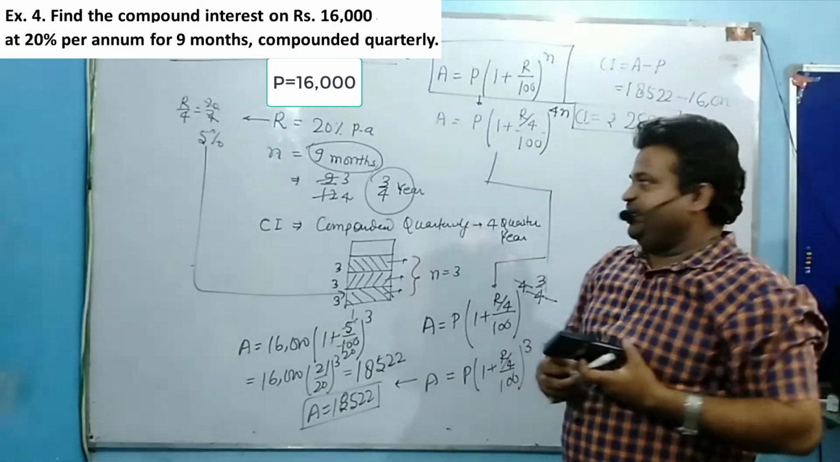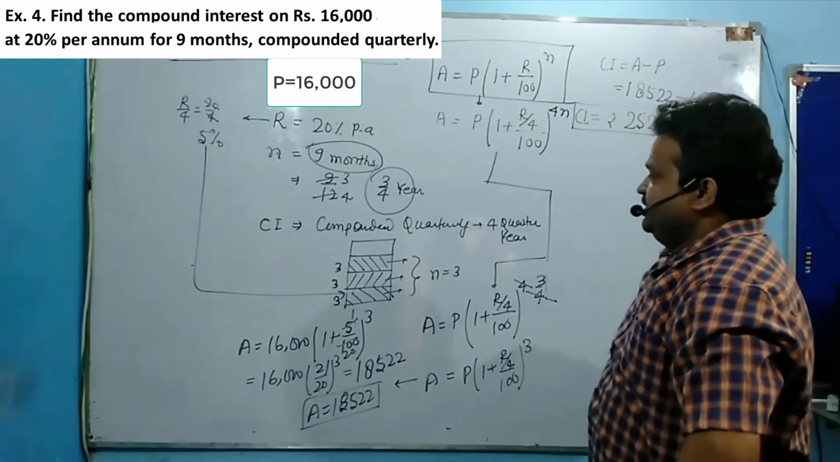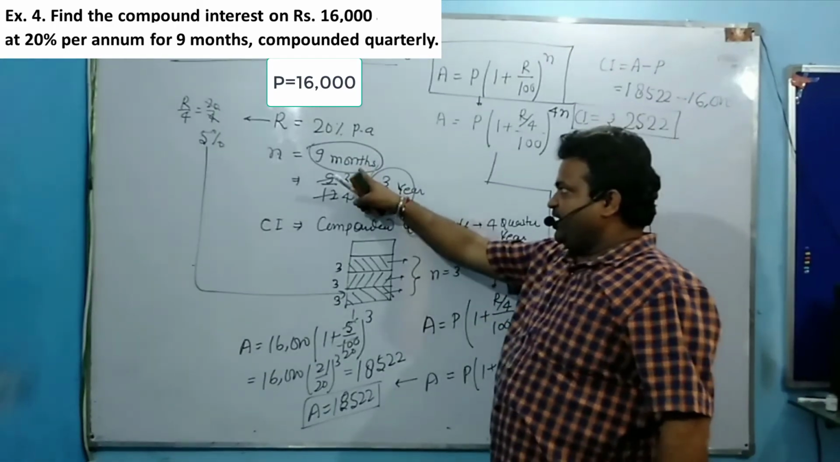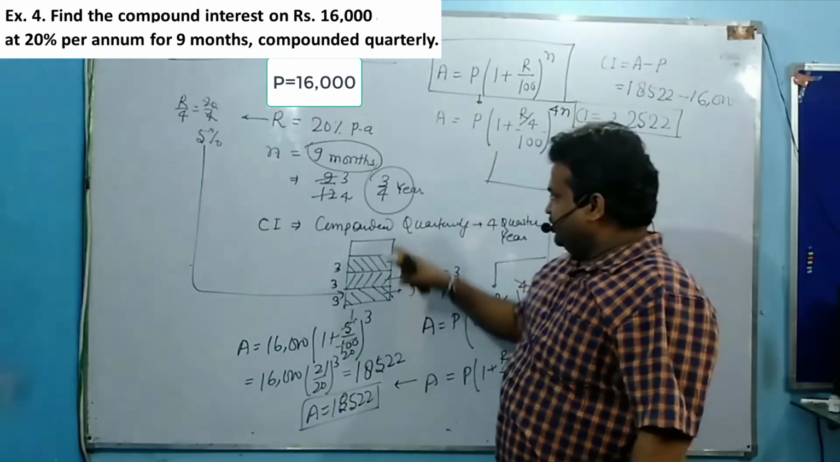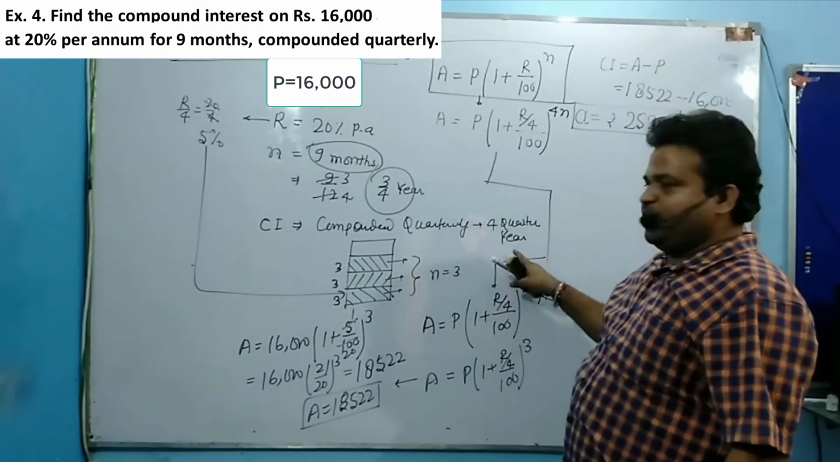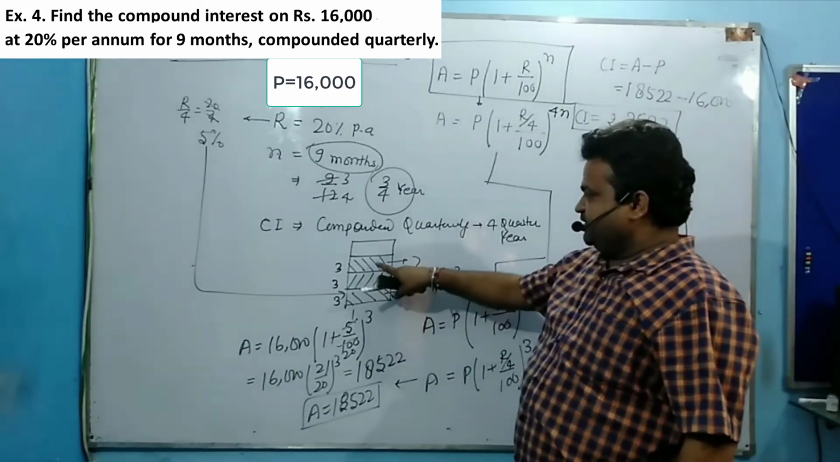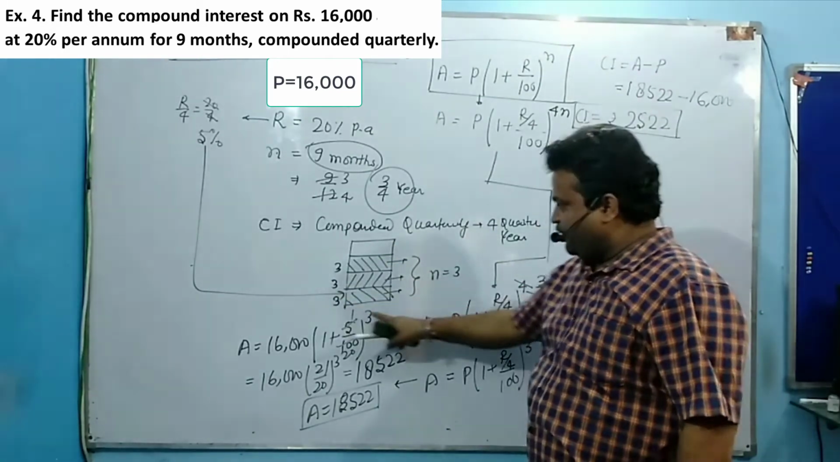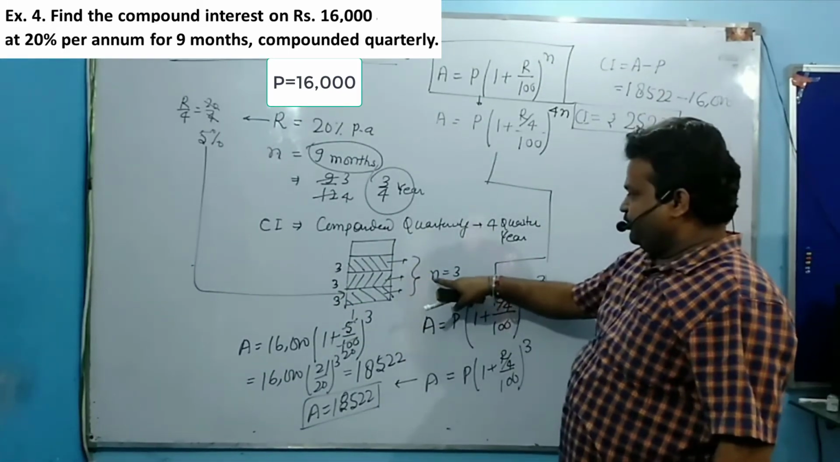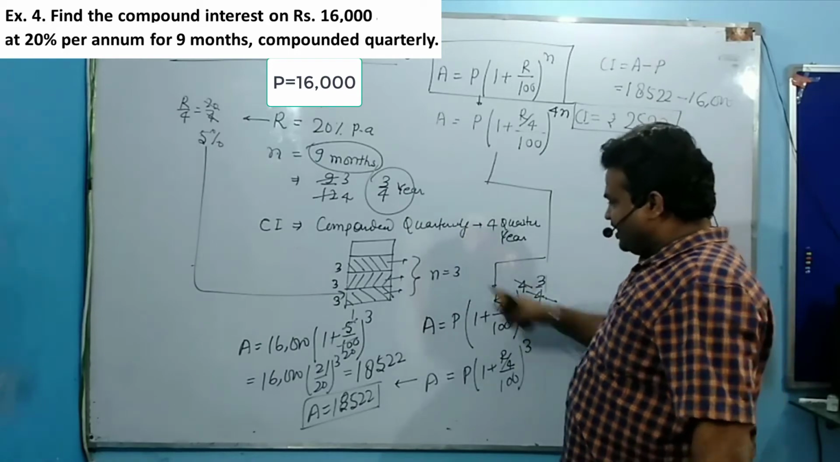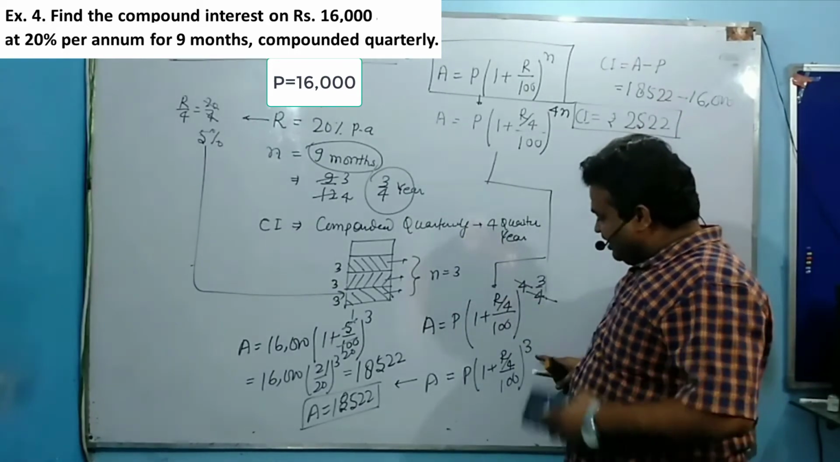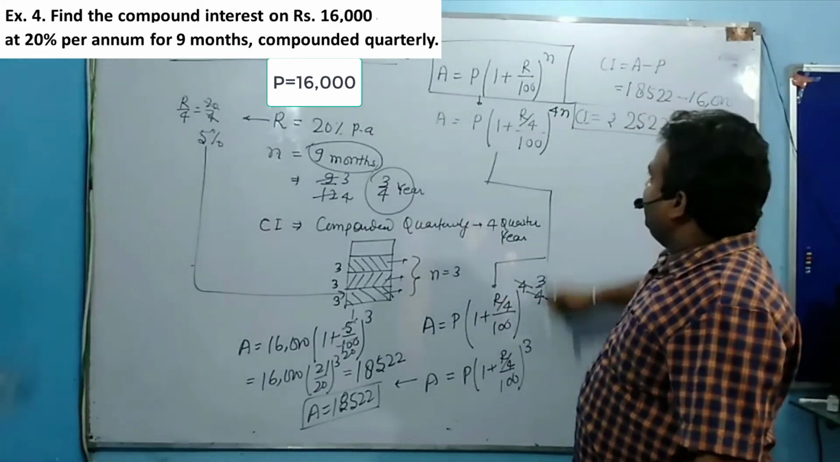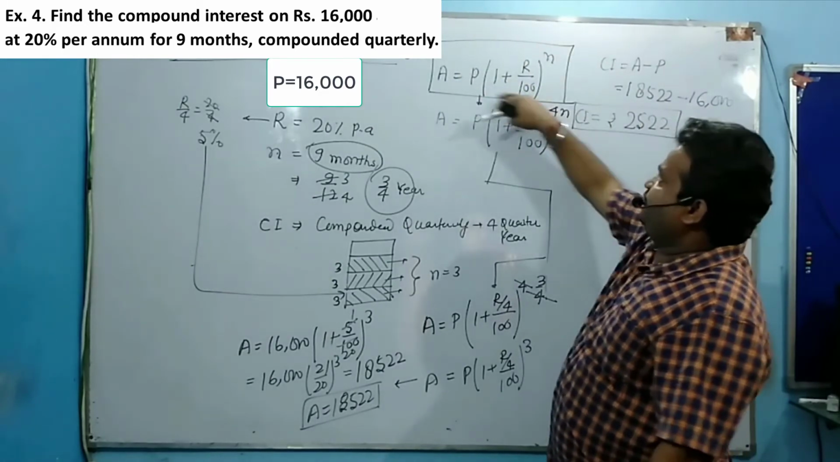Again I repeat, if there is any doubt in this, since here the calculation is for 9 months compounded quarterly. Compounded quarterly means 4 quarters in a year. So this is 3 months, 3 months, 3 months and 3 months, but you need to calculate only 3 terms. That's why I am using n equal to 3. I can use this directly also, but I showed how this 3 value comes. So this is my actual formula.